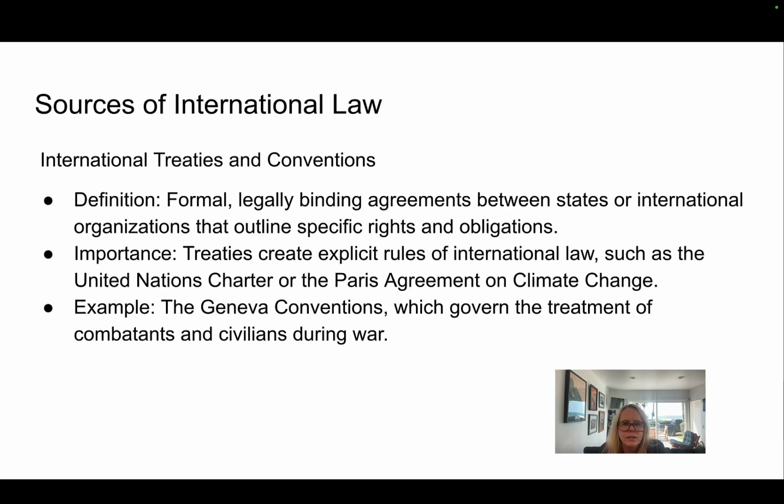International treaties and conventions are probably the primary source of international law. These are formally, legally binding agreements between states or international organizations that outline specific rights and obligations, such as the Paris Climate Accord, the Geneva Conventions governing the treatment of combatants and civilians during war, or the United Nations Charter.